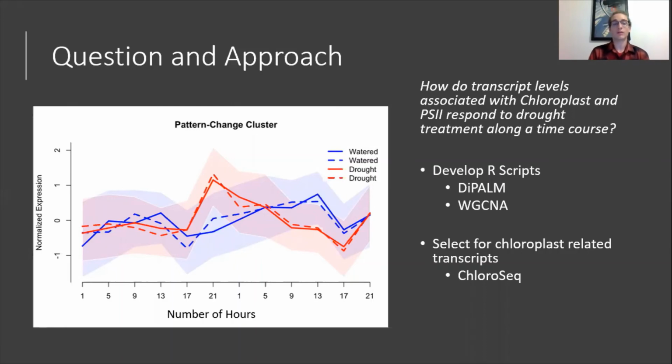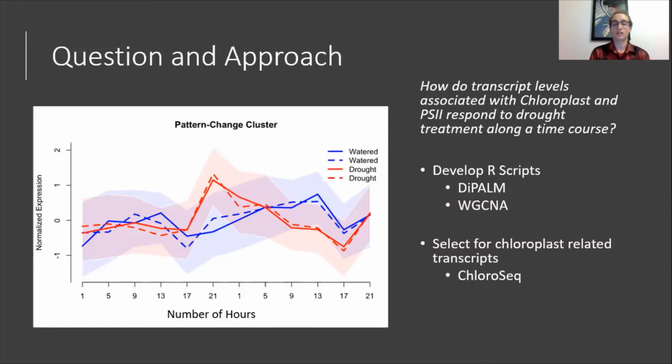In this, I'll develop a pipeline that uses gene ontology information to pull out chloroplast and photosystem II genes from the previous data set, and then rerun differential pattern analysis via linear models, or DPALM, and weighted correlation network analysis, WGCNA, to understand the relationship of transcripts to time course or treatment.